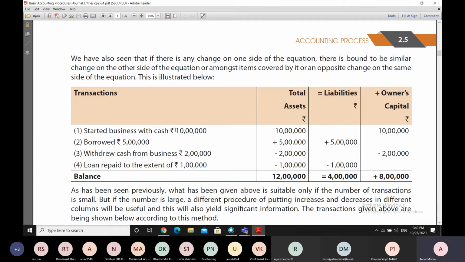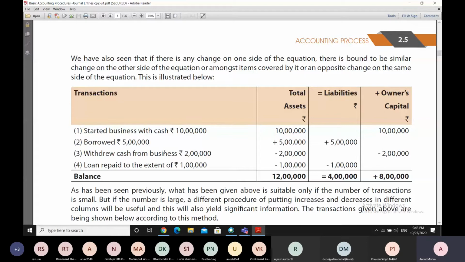Let us say that to start the business, a cash of 10 lakh is introduced into the business. Now, when business is started with cash of 10 lakh rupees, the equation is total assets equal to liabilities plus owner's capital. Total assets is cash, which is 10 lakh rupees. There is no liability at that time, plus owner's capital is 10 lakh rupees. So 10 lakh is equal to 0 plus 10 lakh.